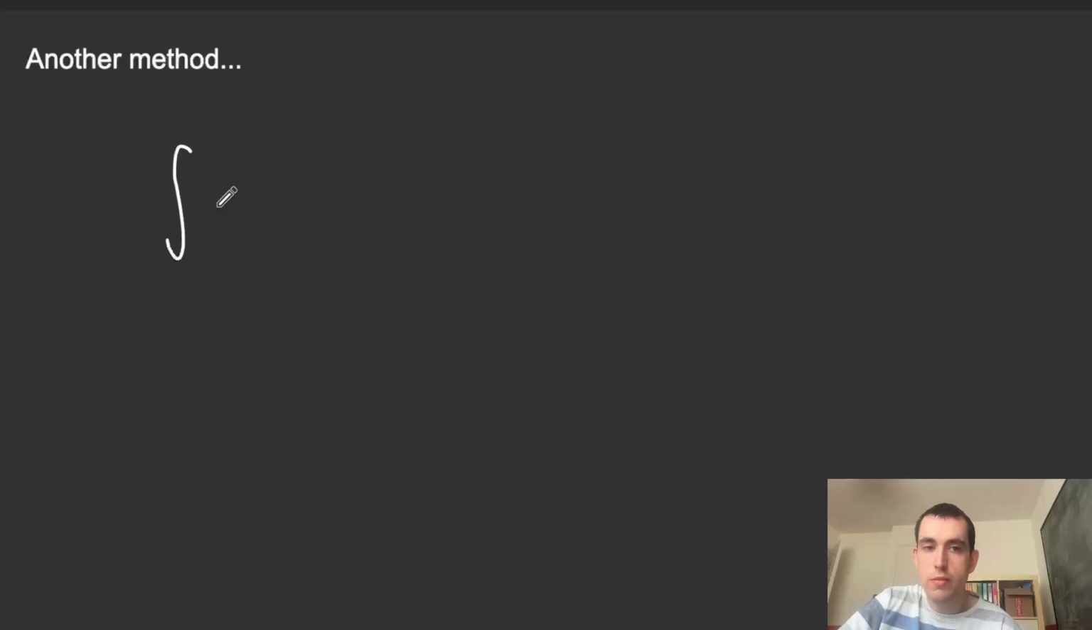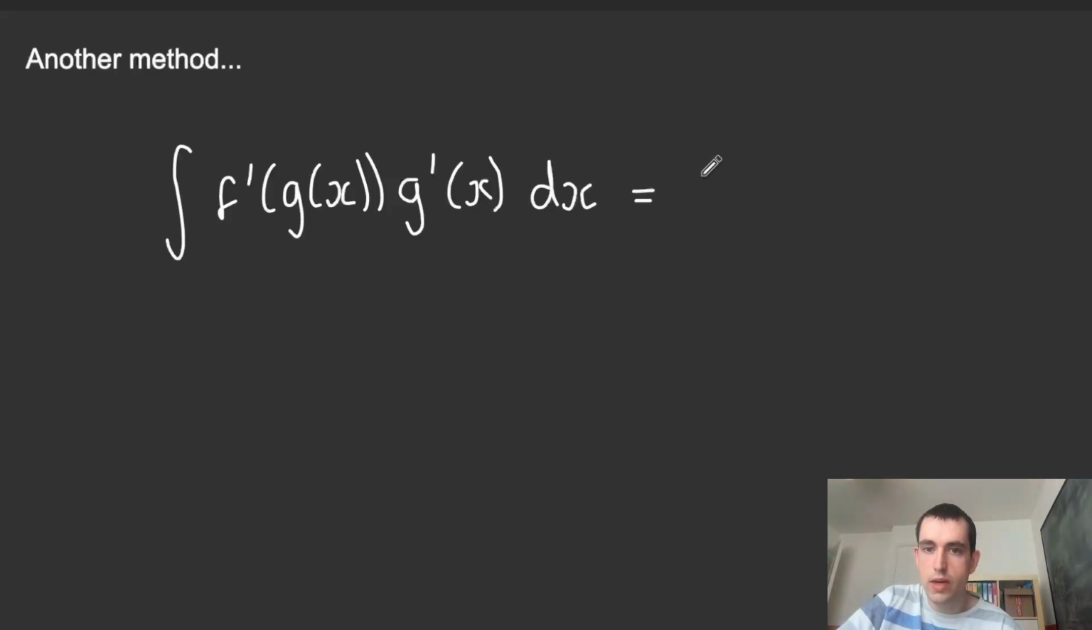So the formula from before said that the integral of f dash of g of x, g dash of x dx was equal to f of g of x plus c.